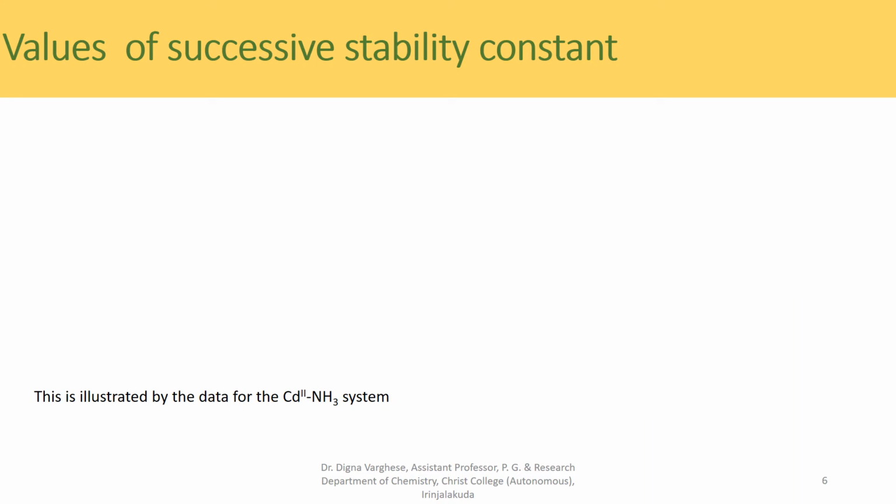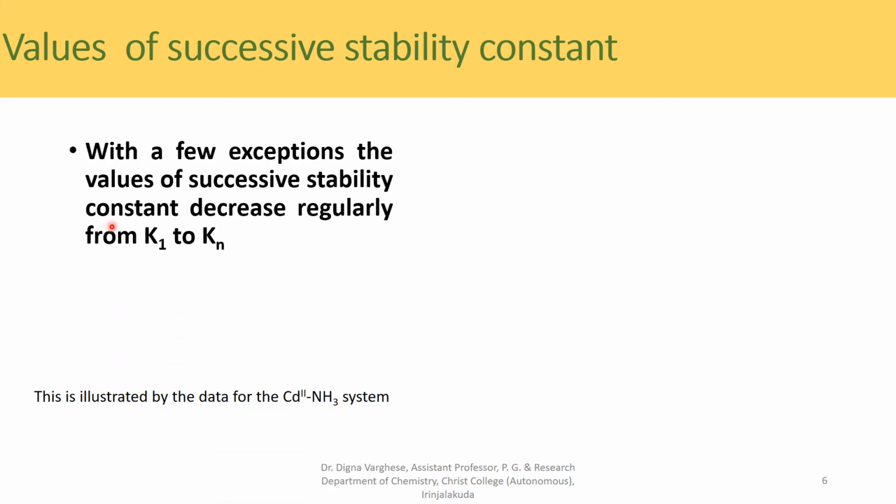Of successive stability constants, with a few exceptions, the values of successive stability constants decrease regularly from K1 to Kn. That means K1 is greater than K2, greater than K3, greater than K4, which is greater than Kn also. This is illustrated by the data for cadmium ammonia complexes.